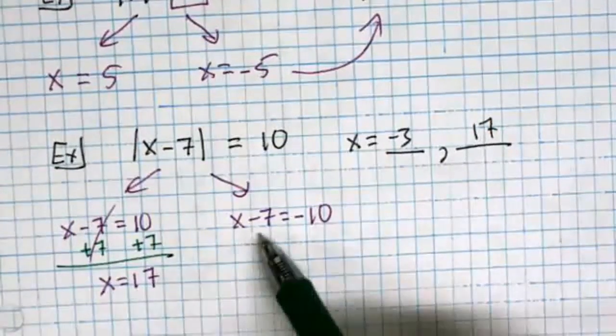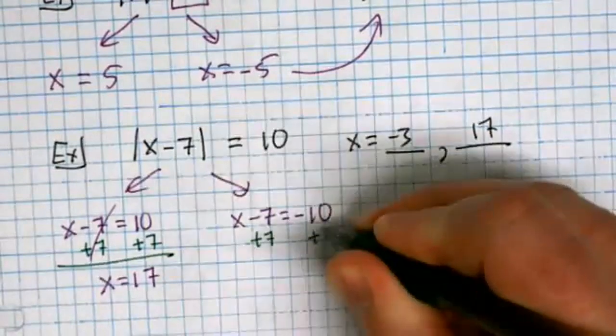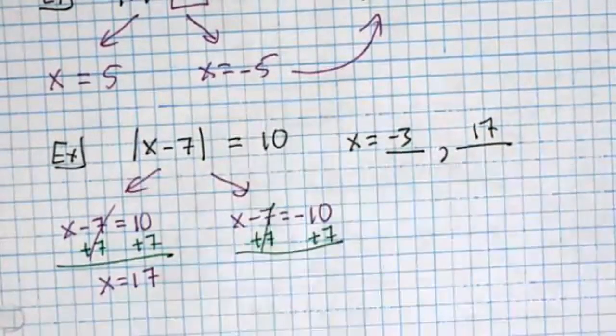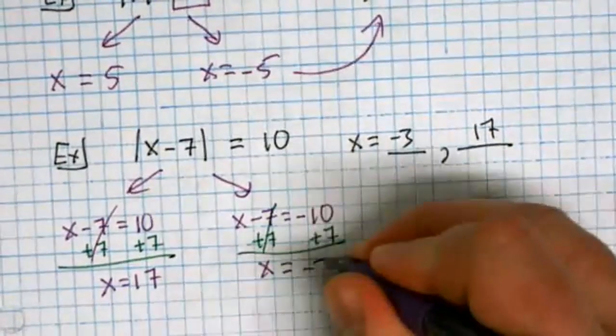And then I've got to solve this equation. How am I going to get rid of this -7? We're going to do +7 on both sides. And that'll cancel. We'll have x equals, this time it's -10 plus 7, which is -3. And there's my second answer.